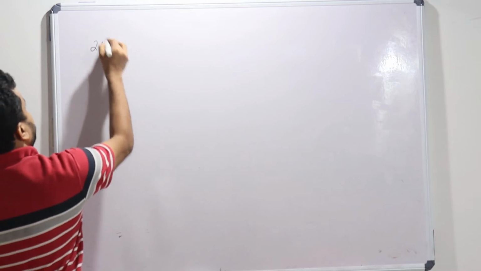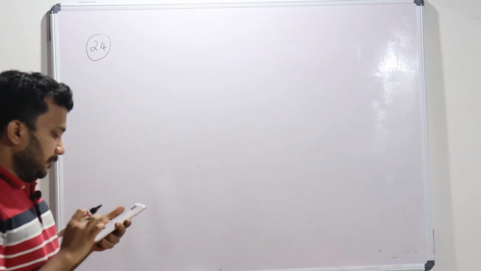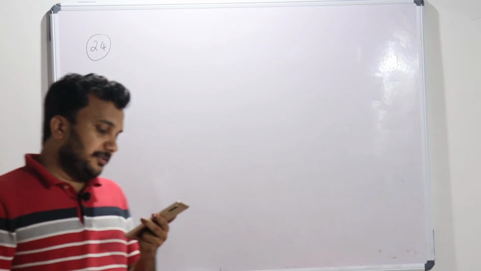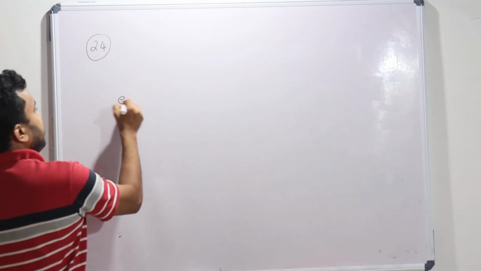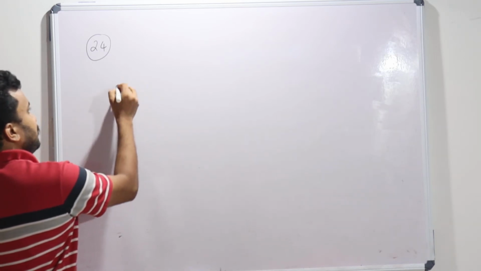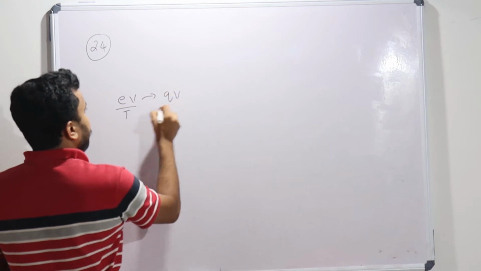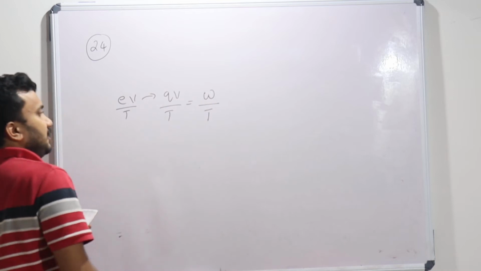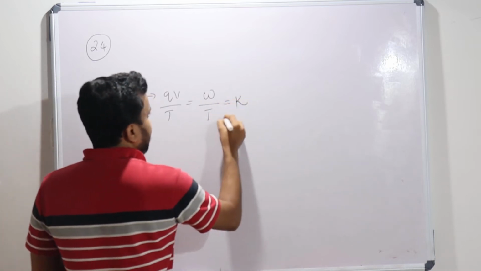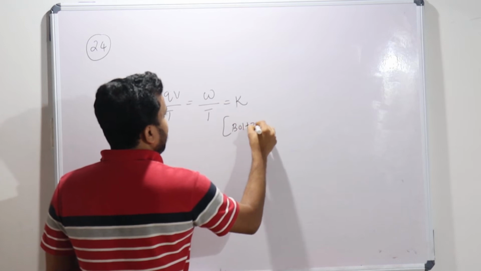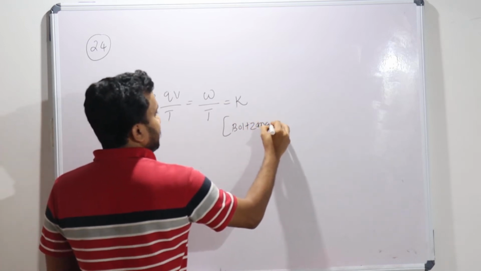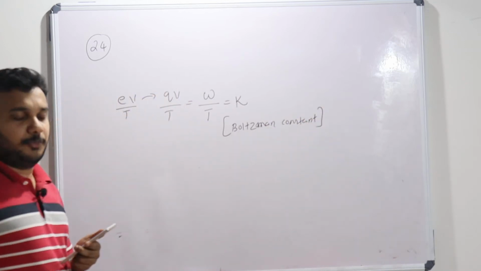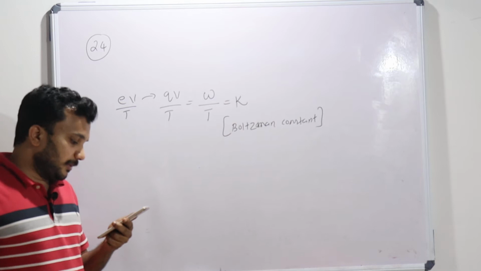Question number 24. If E is the charge, V is the potential difference, and T is the temperature, then what is the unit of EV divided by T? EV, charge into potential, as I told, is also called Q into V. This is energy, W. Energy divided by temperature is a parameter called K. K is called the Boltzmann constant.